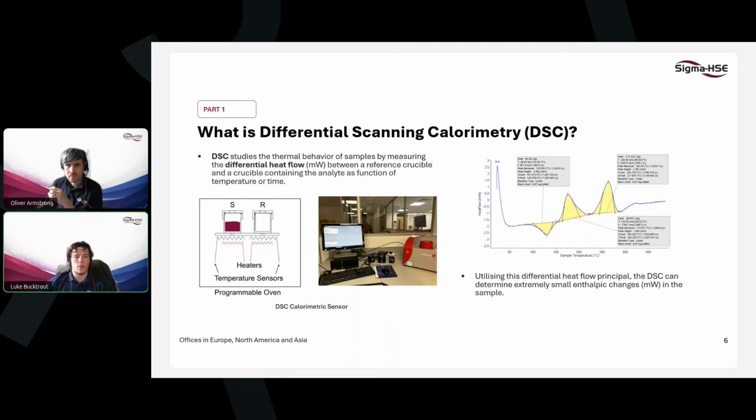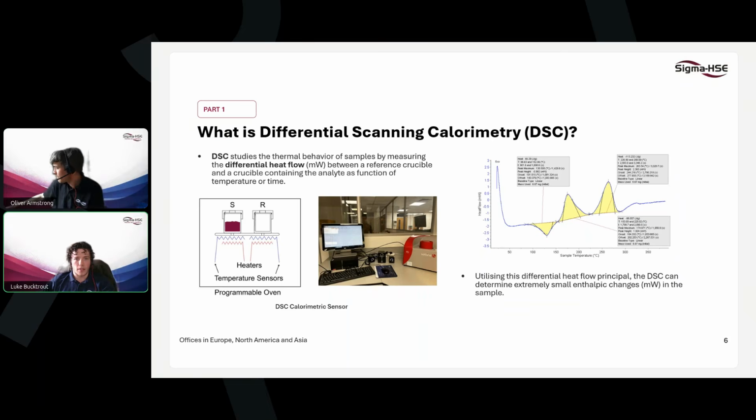If we imagine we have two empty crucibles, same weight, same material, we would expect to see a constant differential heat flow, so 0 milliwatts, because there's essentially no difference in the heat flow between these two crucibles. We can see in the diagram on the slide, the sample and reference crucibles have independent temperature sensors and independent heaters.